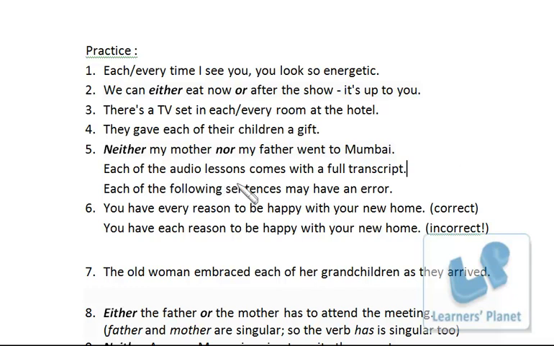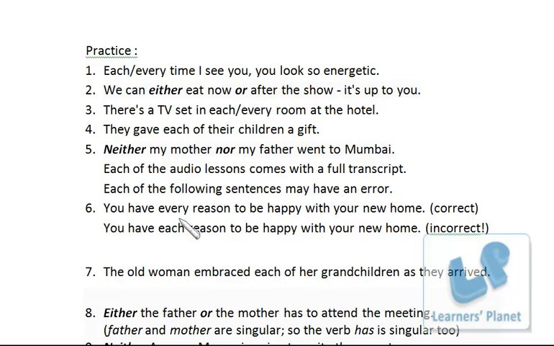Each of the audio lessons comes, right? Audio lessons, plural noun, still we are using a singular verb, right? Each of the audio lessons comes with a full transcript. Each of the following sentences may have an error.